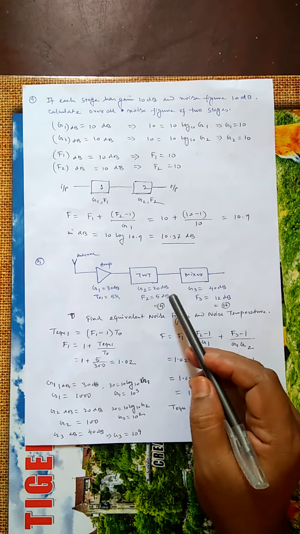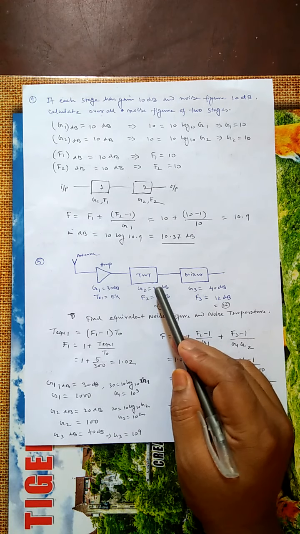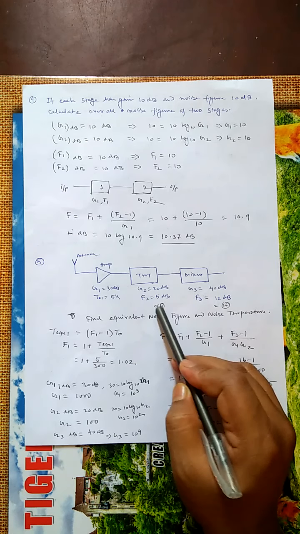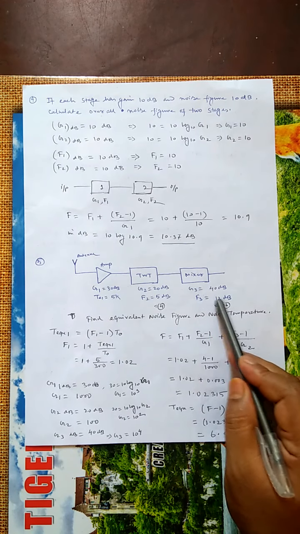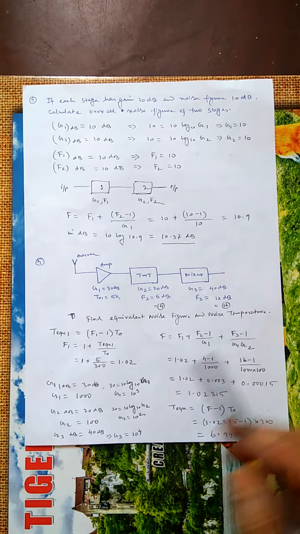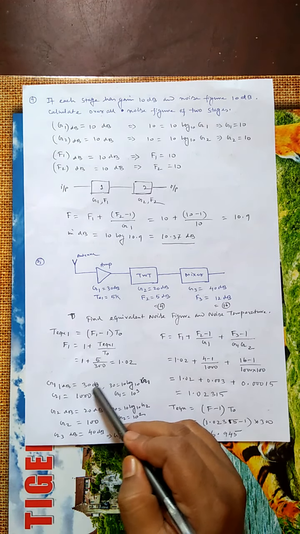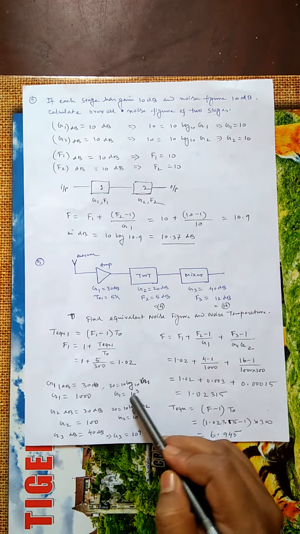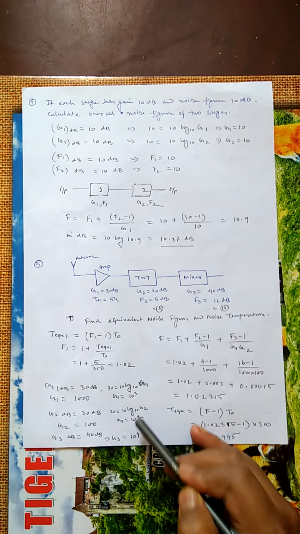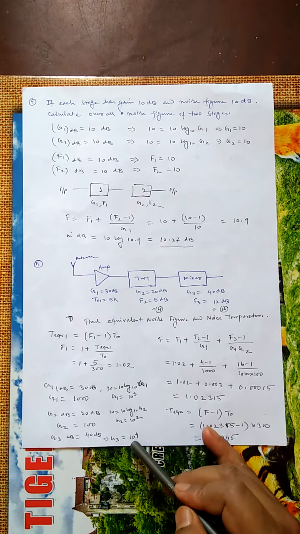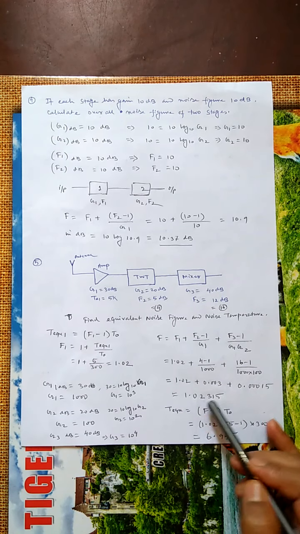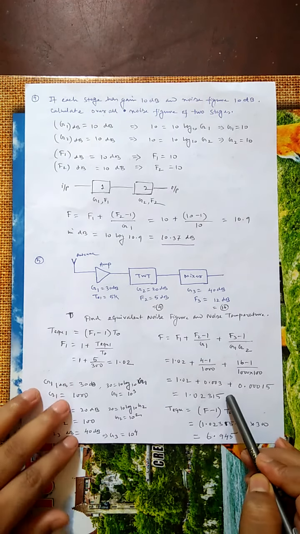Here the noise figure F2 equals 5 dB, which in magnitude is 4. F3 is 12 dB, whose magnitude is 16. Similarly G1 is 30 dB, which means G1 equals 10 to the power 3. G2 is 20 dB, which means G2 equals 10 squared. G3 is 40 dB, which means G3 equals 10 to the power 4. All the values are put here and we get the equivalent noise figure.